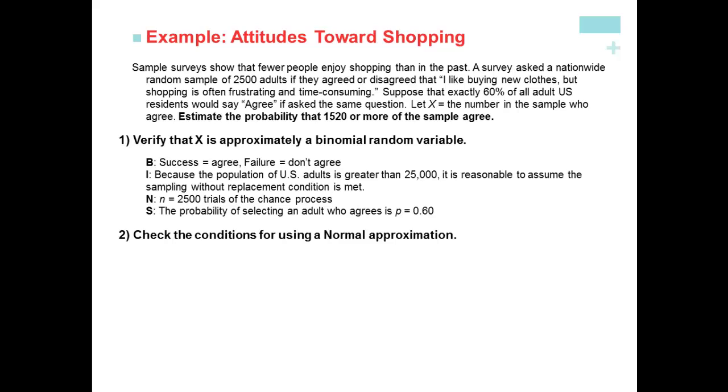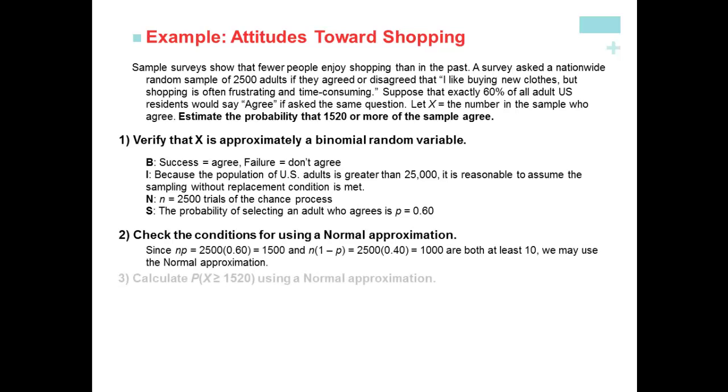Number 2, I need to check the conditions for using a normal approximation. So I need to check that n times p and n times 1 minus p are both greater than or equal to 10. And you can see when I take n times p, I get 1,500, and n times 1 minus p is 1,000. Both are at least 10.